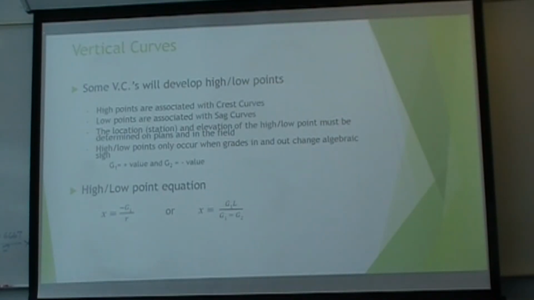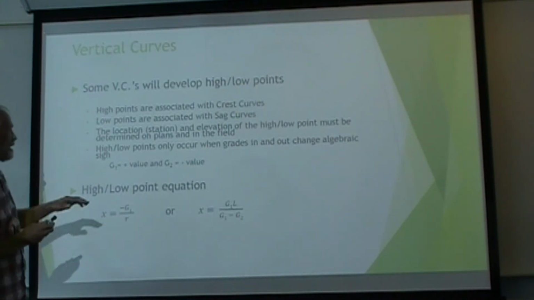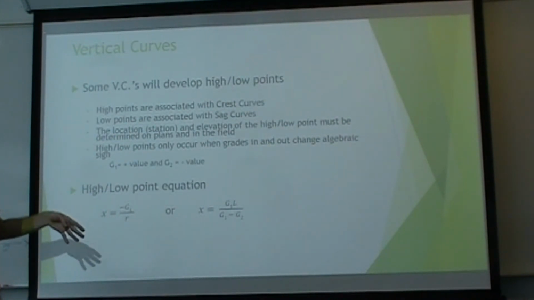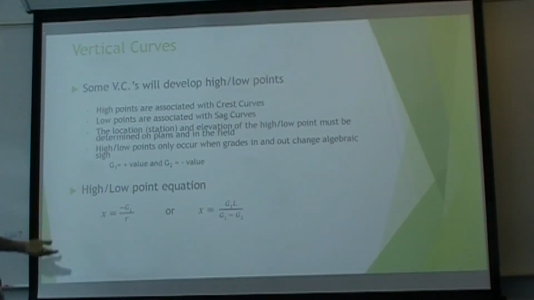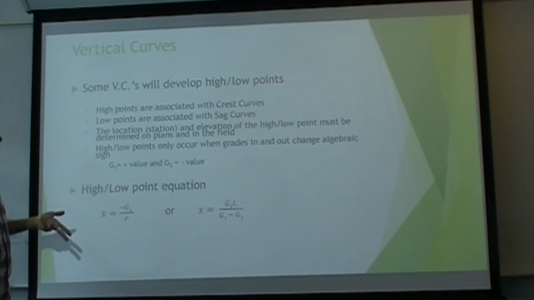Okay, so the other thing that you have in vertical curves is the development of either a high point or a low point. High points are going to be associated with crests and low points with sags. Of course, it's very important because a crest is where you're going to sheet water off, and a low point is where you're going to catch. So that's an important location, probably more than anything, because that's where you're going to have to place catch basins. The location is in terms of station, and the elevation of it has to be determined, and that's pretty simple.